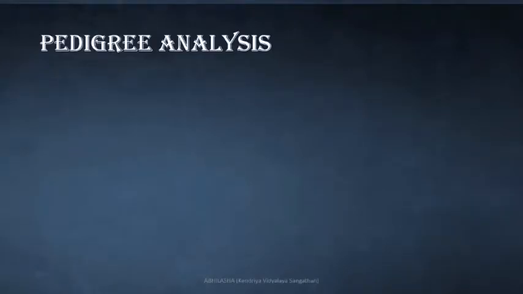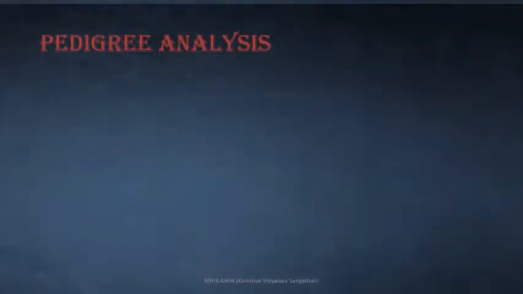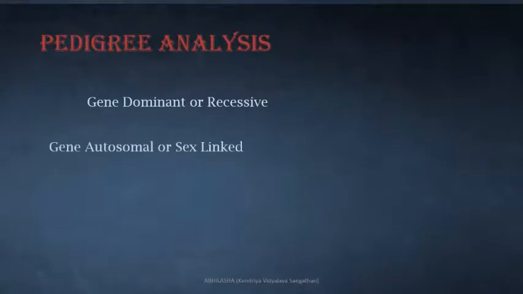So now that you know the symbols being used in pedigree charts, you can make some sense of these images. Again, these charts are used for analyzing inheritance patterns of traits and making deductions about the nature of genes controlling these traits. So two of the most basic things that you can deduce on the basis of these charts are whether the genes are dominant or recessive, and whether the gene is autosomal or sex-linked.